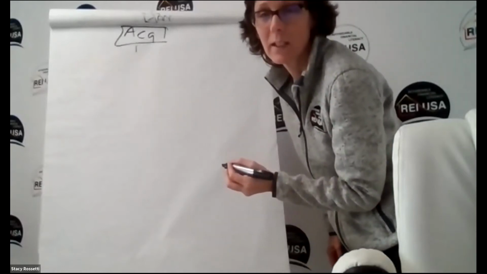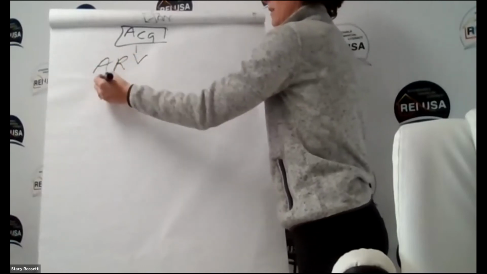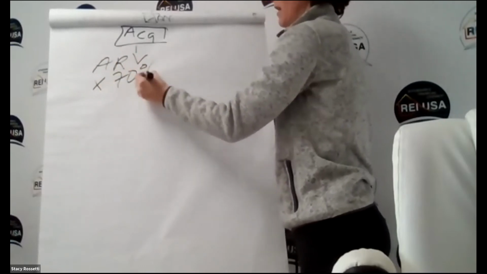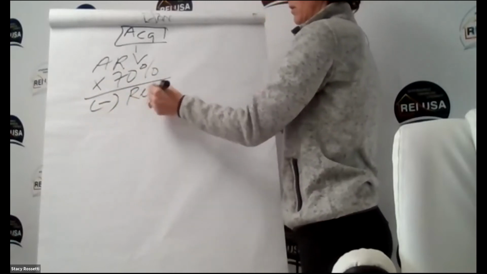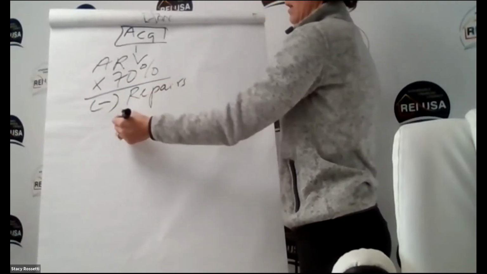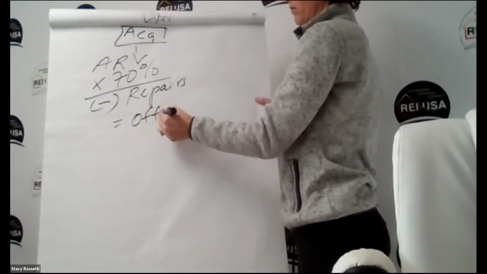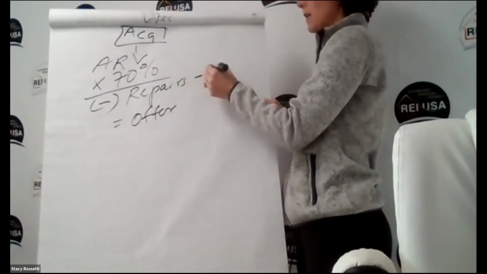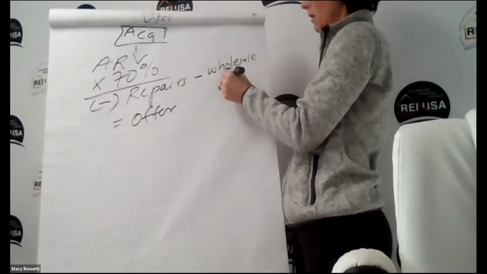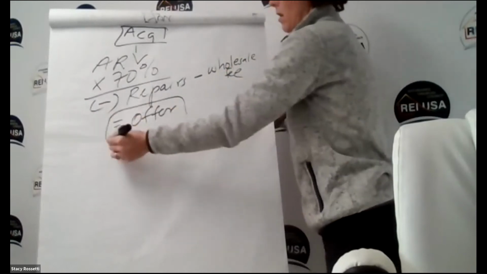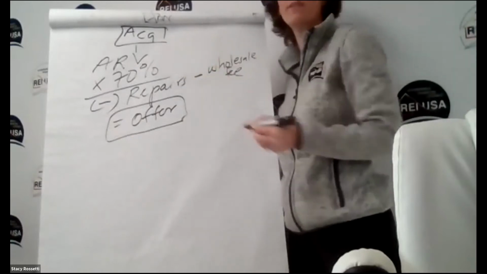Awesome. ARV. The ARV times 70% minus repairs equals your offer, or minus wholesale fee equals offer.